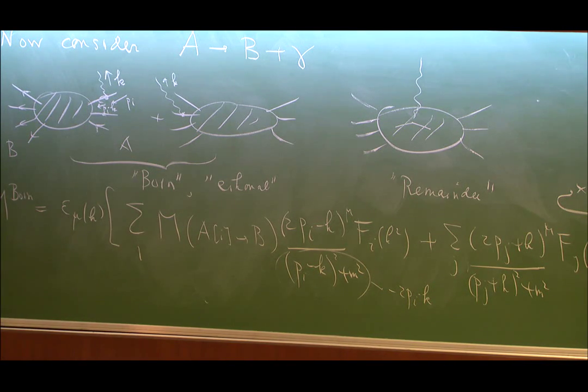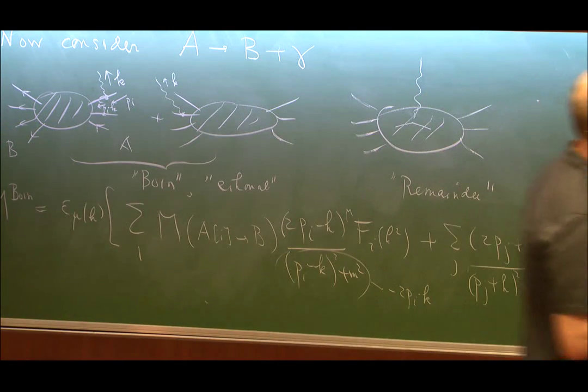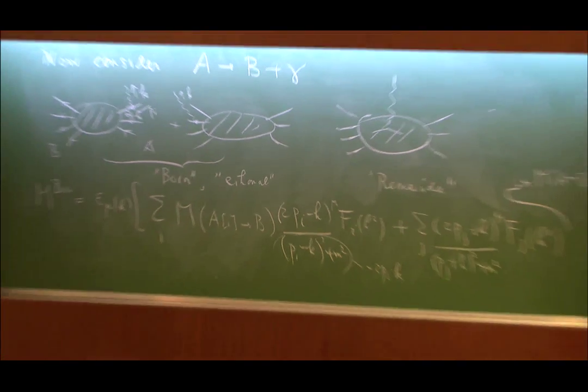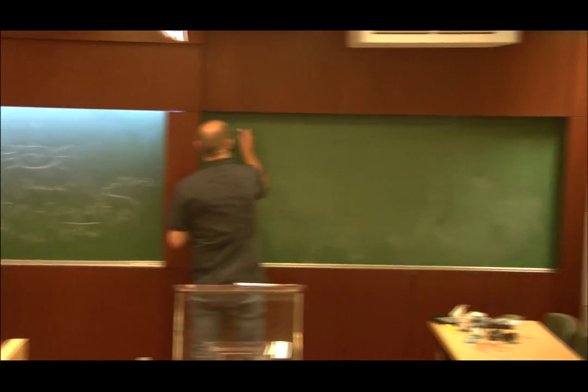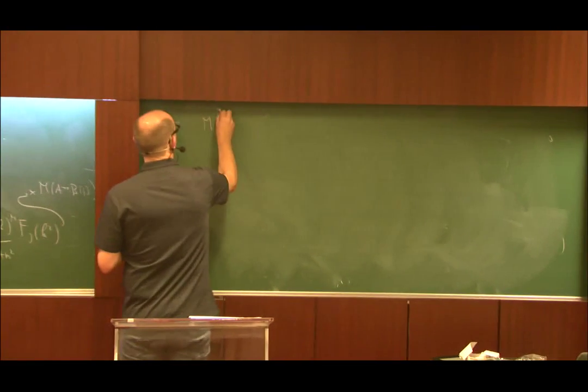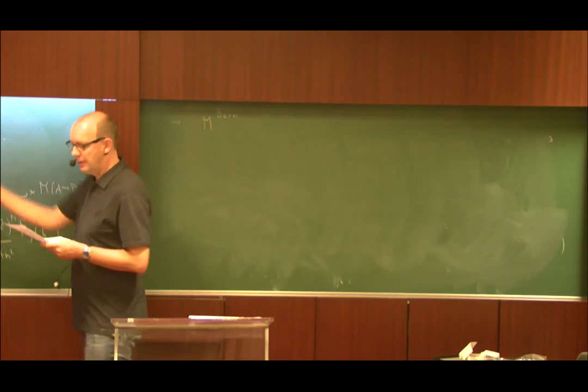Well, that's actually quite nice, because now we're almost there. So we have the process M-born, and we already argued that really that's all we need to consider. We can ignore the remainder.